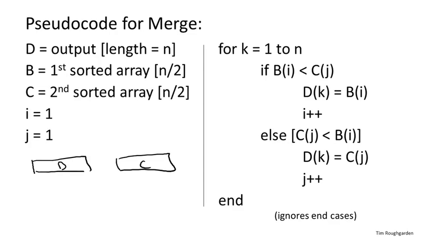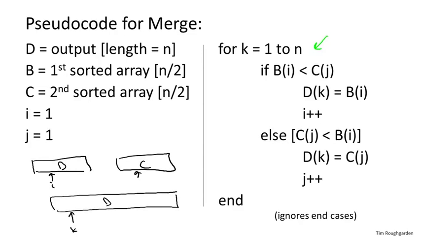And again, the idea is simple. You take the two sorted subarrays B and C, and then you take the output array D, which you're responsible for populating, and using index k, you're going to traverse the output array D from left to right. That's what this outer for loop here does.